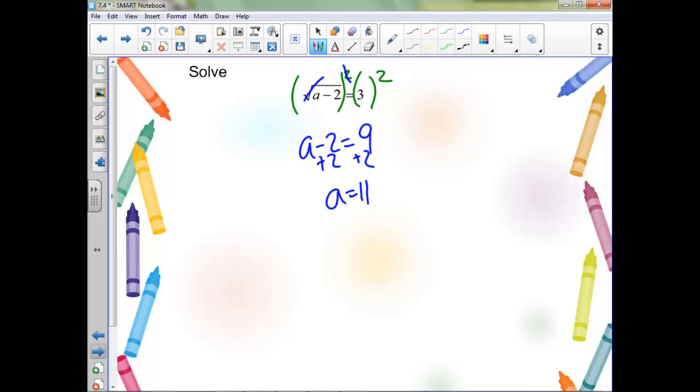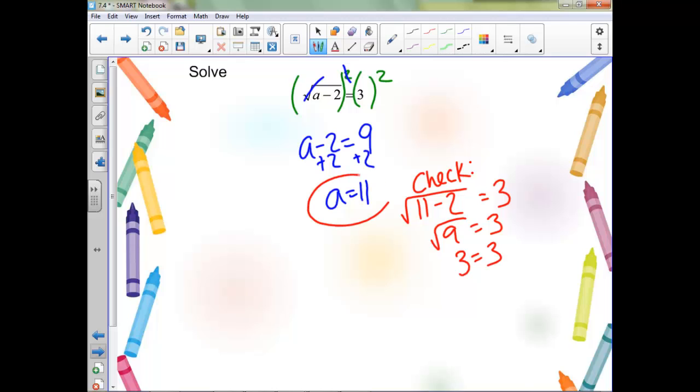And this is one. Since we are raising both sides to a power, we really need to be checking our answers on these, because we will get answers that don't actually work. And so we'll plug it back into the original. So 11 minus 2, 11 minus 2 is 9. Square root of 9 is 3. Equals 3. We're good. So that really is our answer.